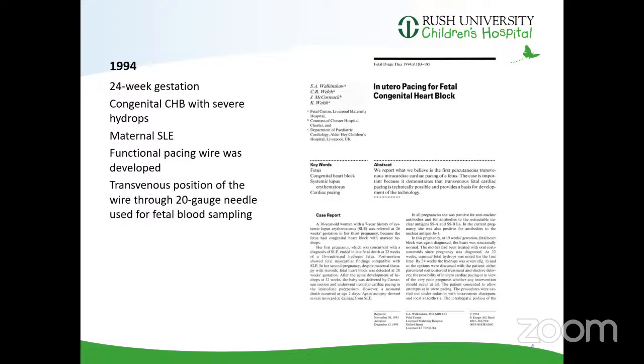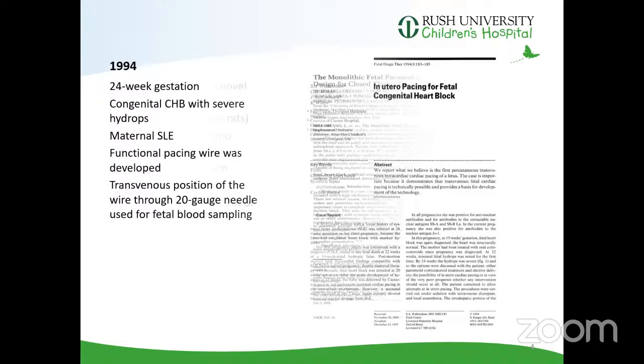The second attempt was from the UK, and I think that was in 1994. It's a very similar situation of maternal lupus, congenital heart block, and severe hydrops. They did introduce the pacing wire, but via a transvenous approach through the abdomen of the mom to the uterus to the umbilical cord. It's very similar to the way they used to get the fetal blood sampling. They were able to also pace the heart. There's no clear data about what the outcome was. However, it's probably no success for survival of this fetus either, although they were able to create a capture at a higher heart rate.